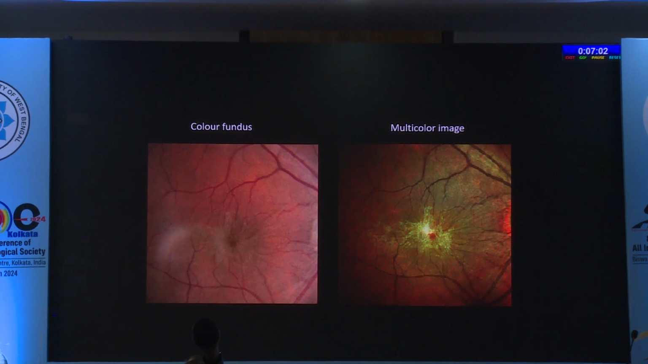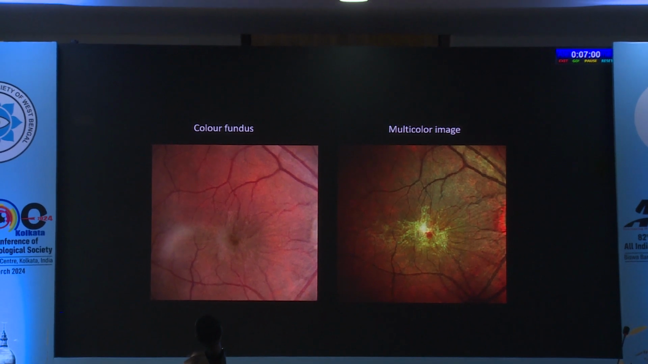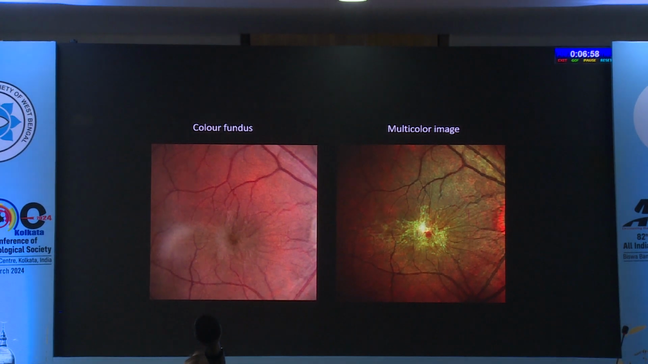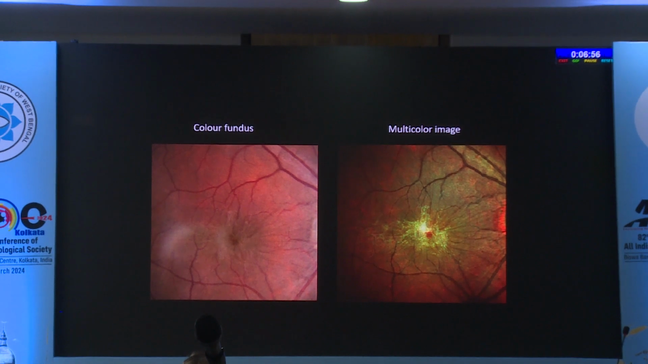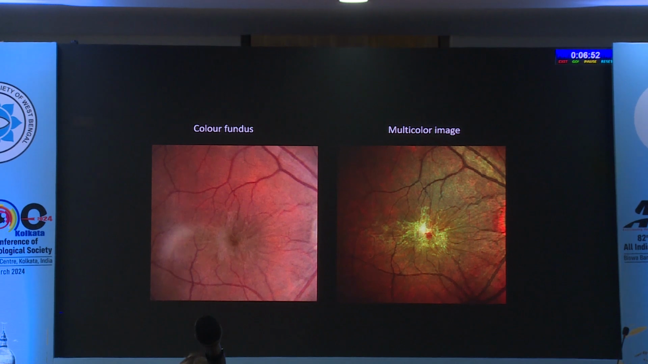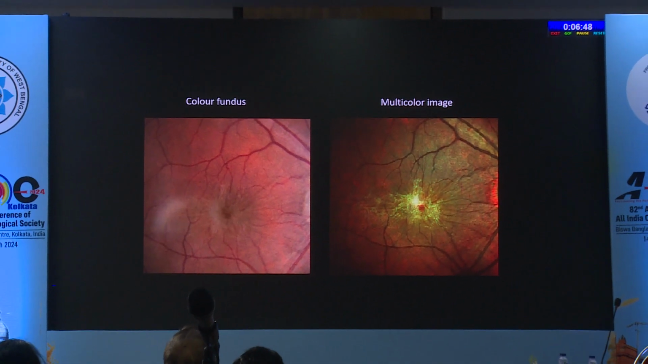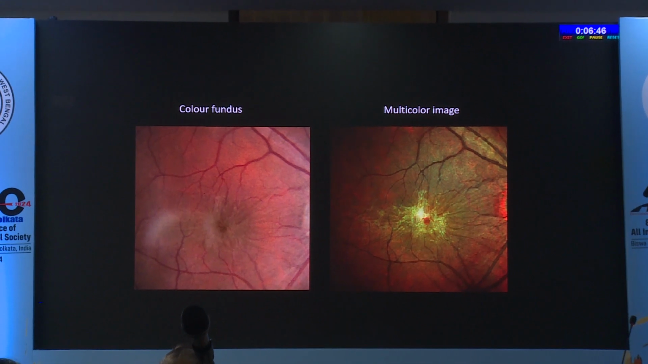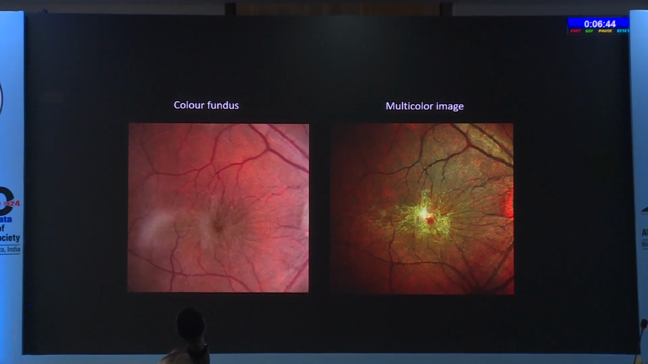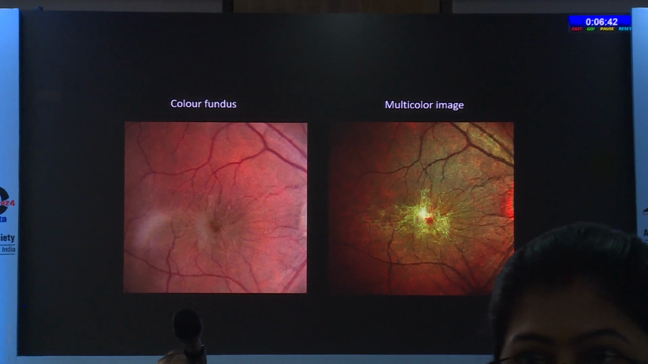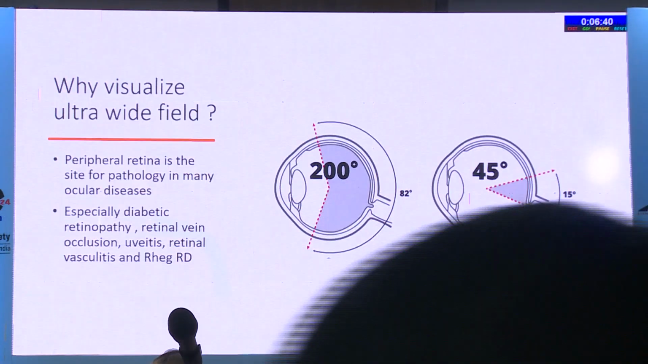So this is a comparison, on the left hand side, of a color image from fundus photography when compared to a multicolor image of a patient with epiretinal membrane and significant cataract. You can see the clarity of the image, and the sharpness and the contrast are unparalleled in a multicolor image when compared to a normal color fundus photography.